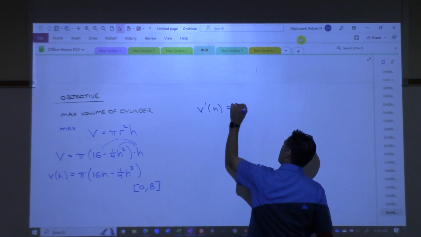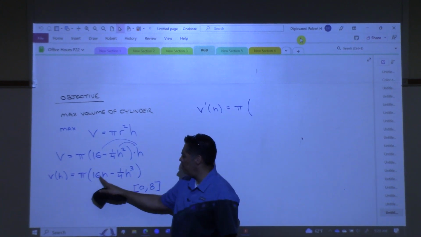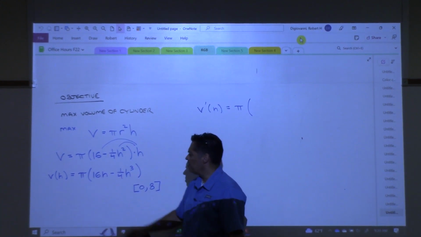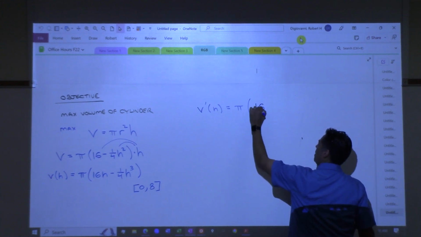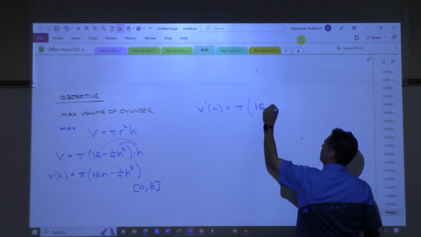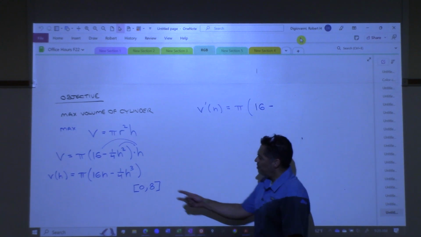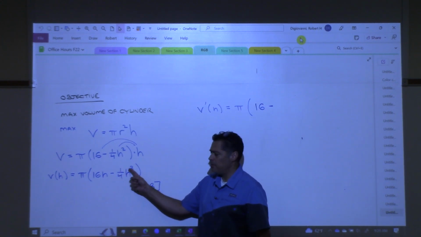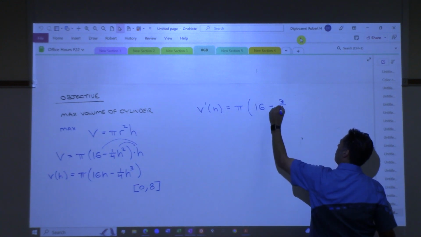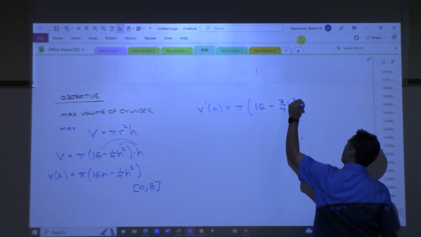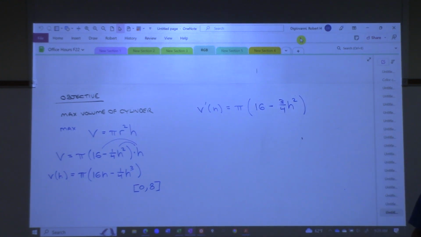Pi is just going to come for the ride, right? And now I'm taking the derivative of this in here. What's the derivative of 16h? Just 16, okay. And then minus, the 3 power rule, the 3 comes out, right? 3/4, so the 3 over the 4 h to the second power, and we're done, right? Pretty clean, nothing crazy there.